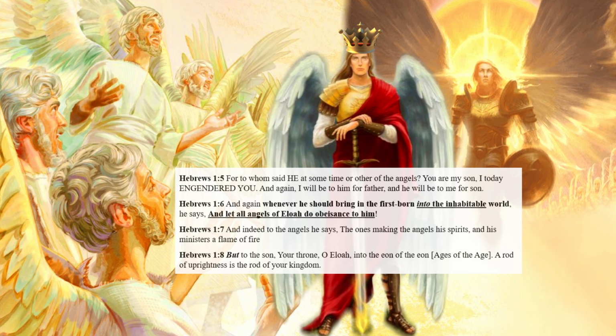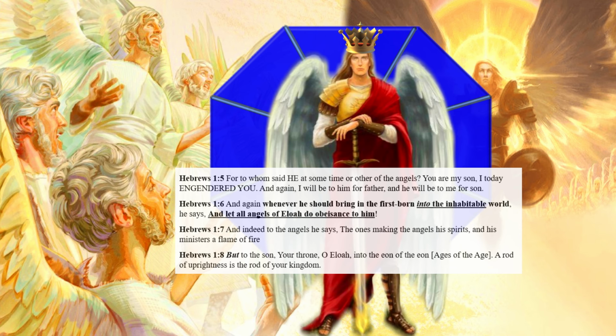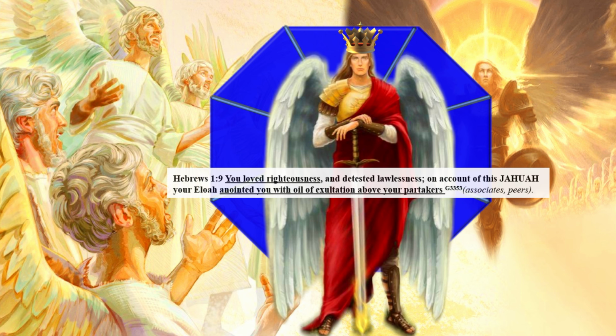But to the Son, your throne, O Eloah, into the eon of the eons, into the ages of the age, a rod of uprightness is the rod of your kingdom. So in other words, Yahuwah does as he pleases with his angels. If he says, be fire, they are fire. If he calls them to be wind, they are wind. But this anointed cherub will only ever have one designation, the begotten Son, who sits at the right hand and rules his Father's kingdom.